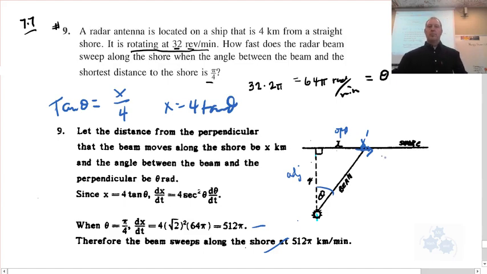You good with that? So since x equals 4 tan theta, the derivative of that is going to be 4 secant squared theta times theta prime. And then once you get there, you can insert your pi over 4 and evaluate. And you should have about 512 pi. And that's going to be the units of distance per the units of time.